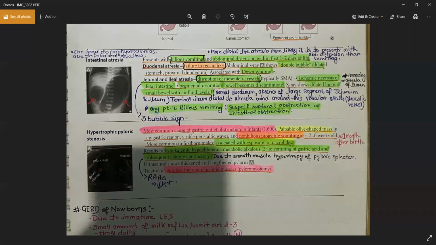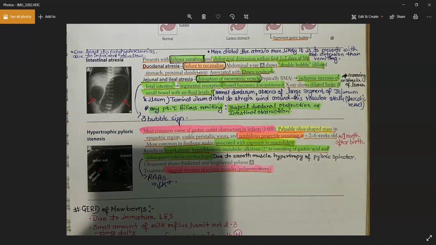The bile will already be mixed with all the food, the milk, because this atresia happens just after the ampulla of Vater, where your pancreatic and liver contents mix with the intestinal contents. So the patient will get bilious vomiting because the bile is already mixed with the food. Mild abdominal distension, not severe, would be there, and a double bubble sign would be there, because of a failure of recanalization.